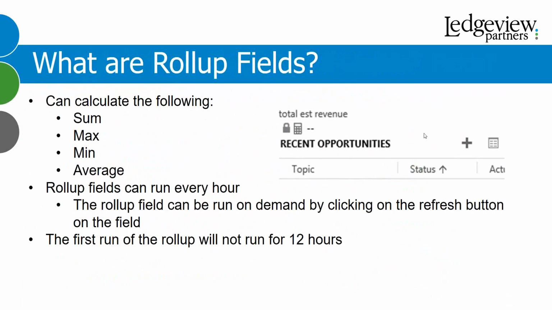So if I was on this field, there'd be a little refresh button right here. Just click it, and it will refresh and run the rollup for you. Otherwise, it runs every hour. And the first run of the rollup field will not run for 12 hours. There are ways, of course, around that through customization, but out of the box, this is how it's done.